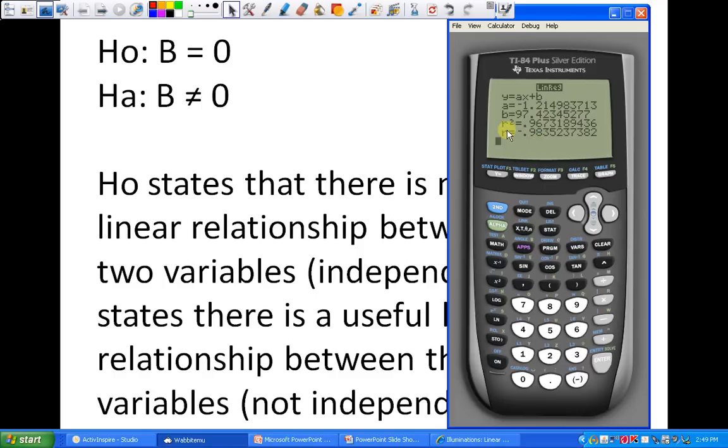Okay, R tells us two things: the strength and the direction. And it's always about a linear relationship. It tells us that it's a negative, strong, linear relationship. So if we have that equation, now let's look at, make sure it's turned on there.